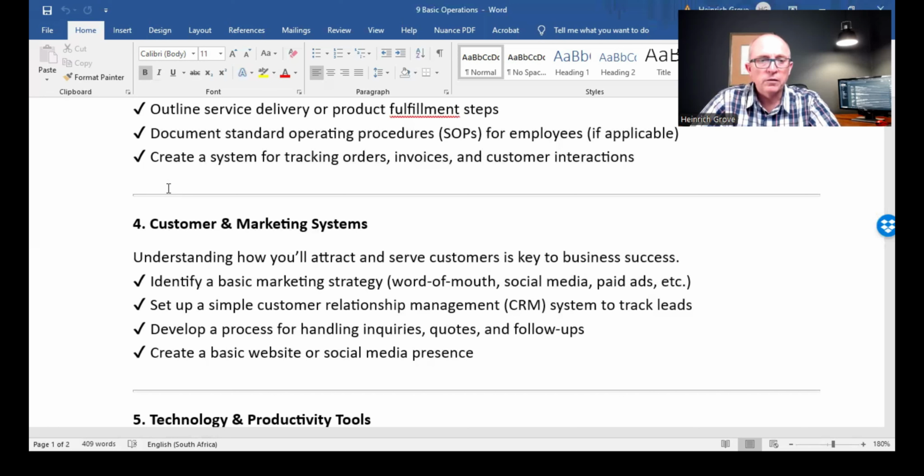Yes. Develop a process for handling inquiries, quotes, and follow-ups, and create a basic website or social media presence.